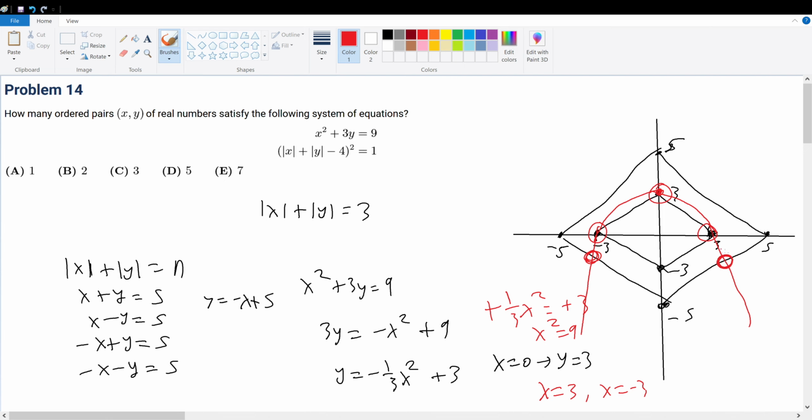So by graphing, you don't have to graph out everything. You just have to graph out the ones that are very easy to graph, and then use intuition and logical reasoning to deduce the other intersecting points without graphing it very neatly. So therefore, you have 1, 2, 3, 4, 5. So you have a total of 5 solutions, and that's answer choice D.